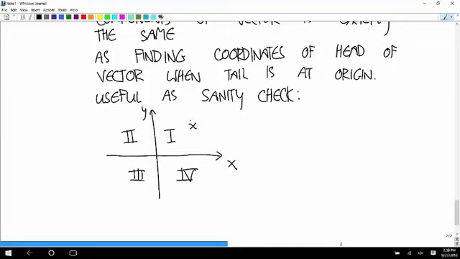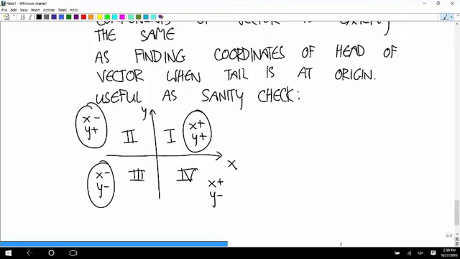What sign does the x component have? Positive. And what sign does the y component have? Good. And in the second quadrant, x negative, y positive. Third, both negative, yep. And then the fourth, x positive, and y negative. And so if you think of putting the tail of the vector at the origin, then depending on which quadrant the vector points into, those are going to be the signs of the components.